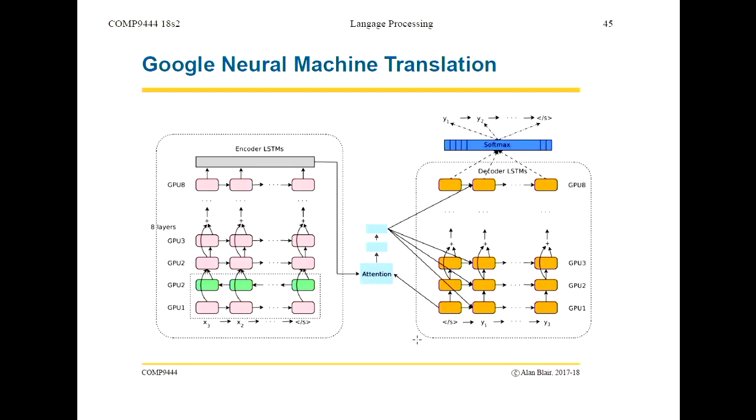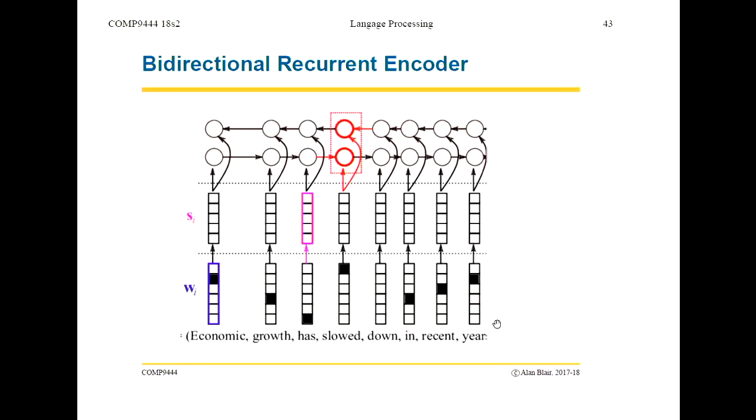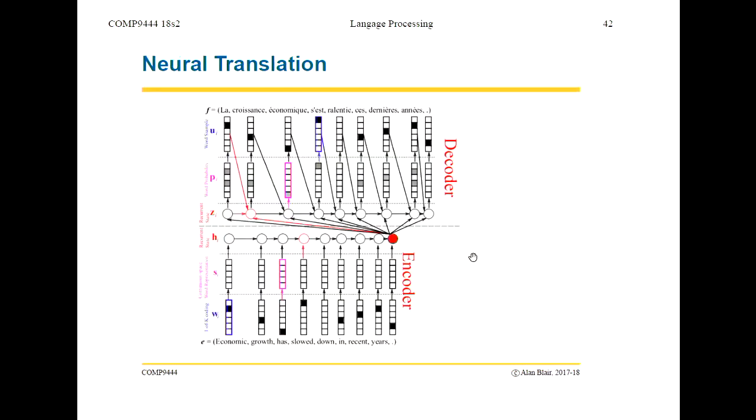Okay, any questions about this? Yes? Translation, a couple slides back. Does that assume a one-to-one? Like, how do you know how many words should be in the translated sentence? It doesn't have to. The question was, how does it assume how many words should be in the sentence? It doesn't. The number of words doesn't have to match up.